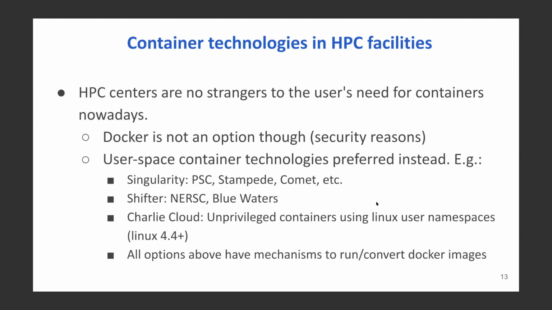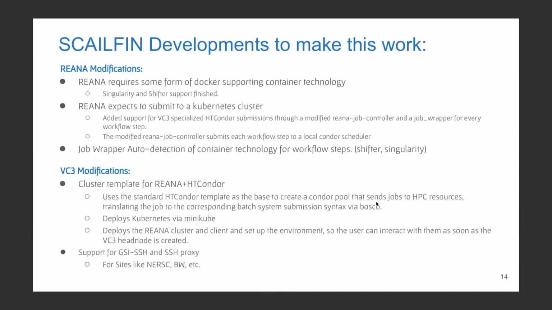There are other approaches like Charliecloud that in principle could be used anywhere as long as they support user namespaces. And that allows you to run unprivileged containers, if you have at least the Linux kernel 4.4 available there. And these alternatives usually have mechanisms to run or convert from Docker images, which is an advantage. So some of the changes that we have to make to RIhanna and to VC3 was, for RIhanna, we needed to replace the support for Docker with Singularity and Shifter.